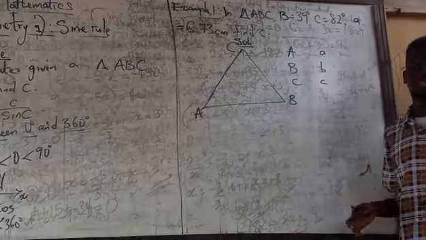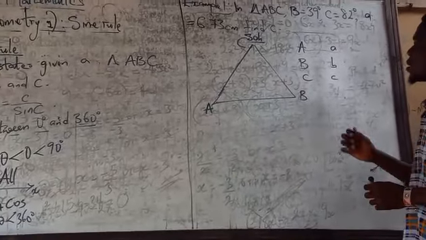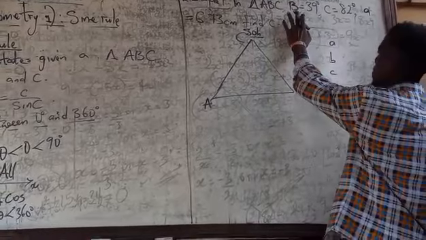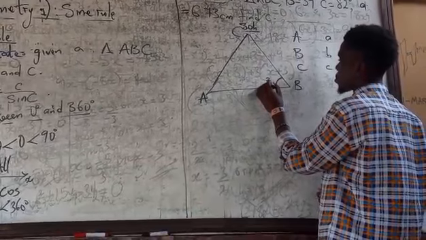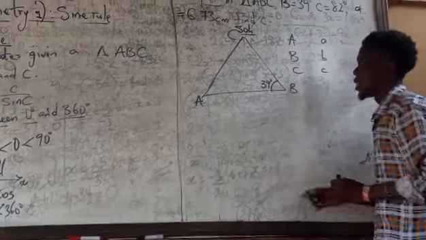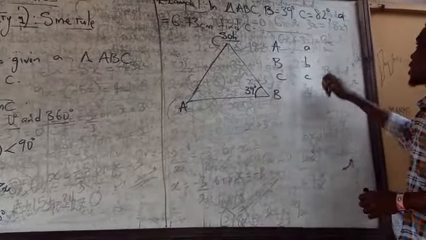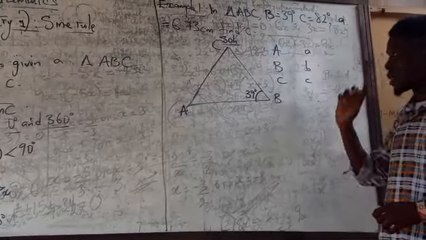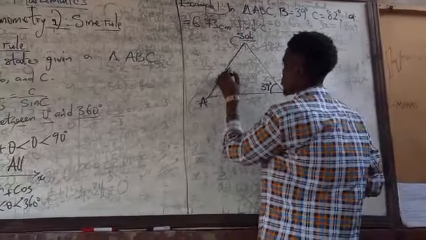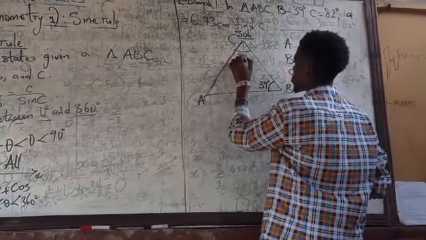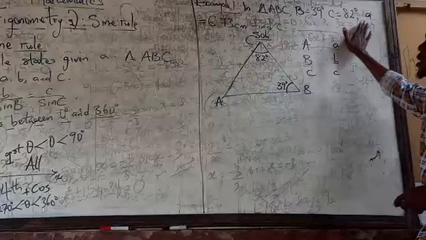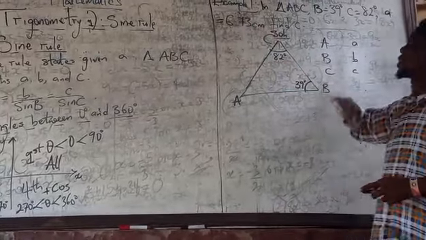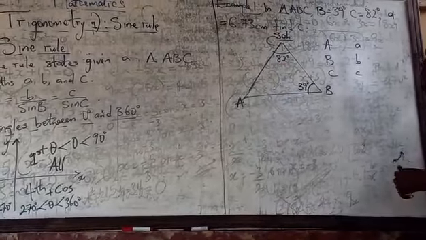So now that we've established that, let's continue with this diagram. So we have that B is 39 degrees. So I'm going to place 39 degrees here on B. And then we have C is 82 degrees. And then we have that A is 6.73 centimeter.